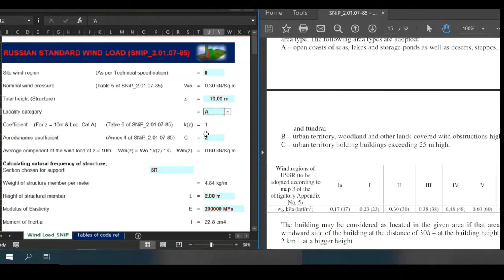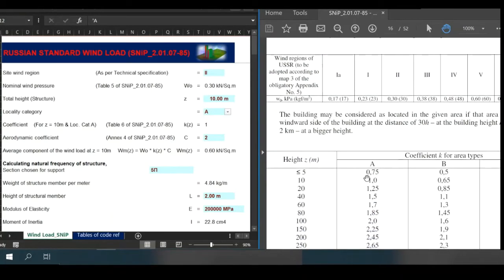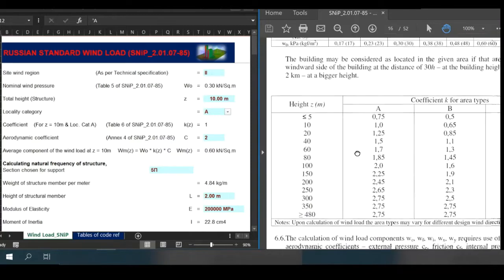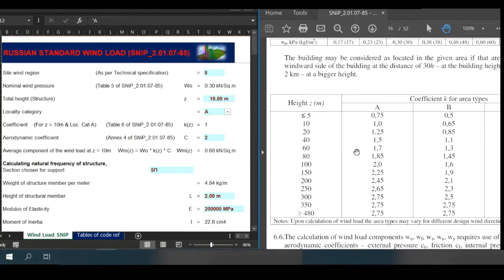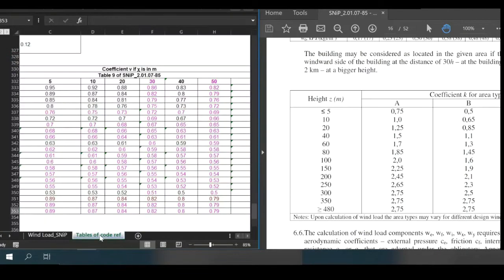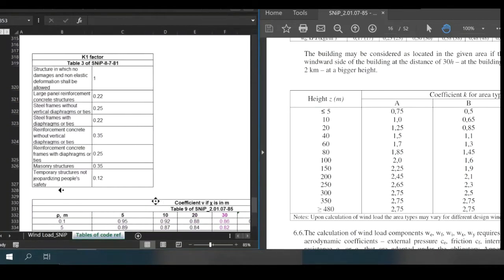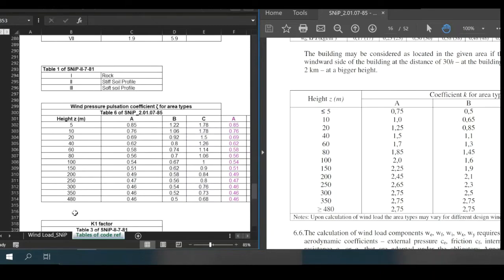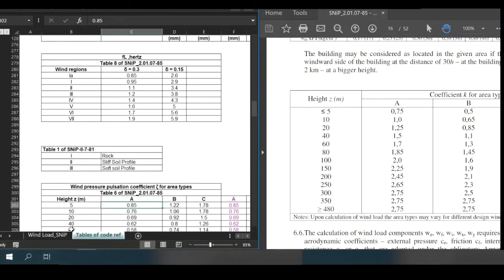Next, based upon this locality category, the coefficient of locality category you can find from table 6. For structure height 10 meter, which we had assumed, and locality category A, the value here is 1. This is extracted directly from the table of the code reference, which is in the table form here. This factor is pulled out from this table.